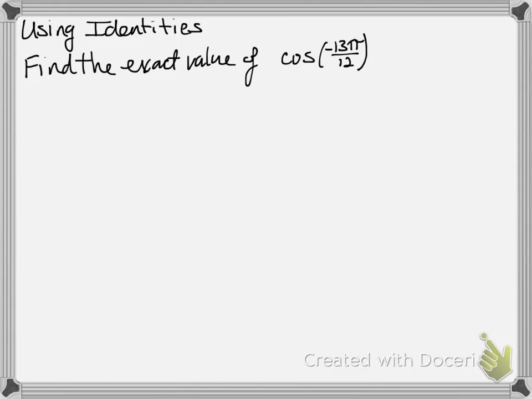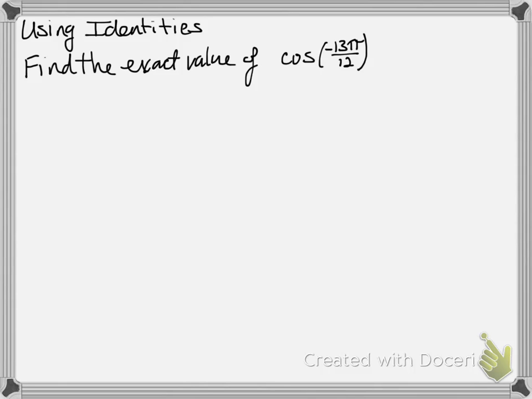Okay, this problem asks us to find the exact value of the cosine of negative 13π/12. We're not going to use a calculator; we're going to use what we know and an identity. We're either going to use the identity for the cosine of alpha plus beta or the cosine of alpha minus beta. So we need to find two angles on our unit circle that we can add or subtract to get negative 13π/12.